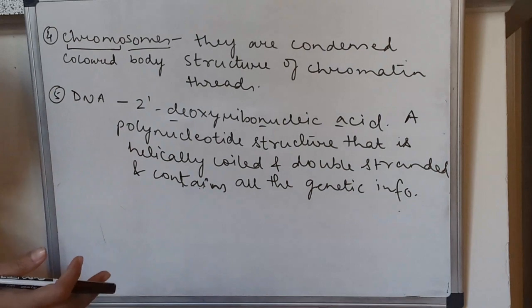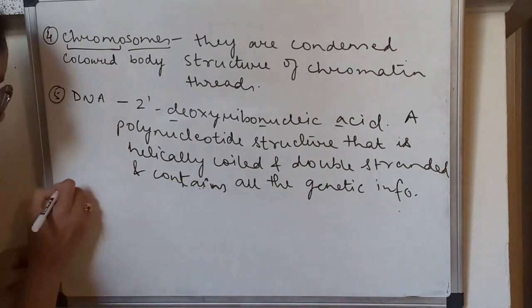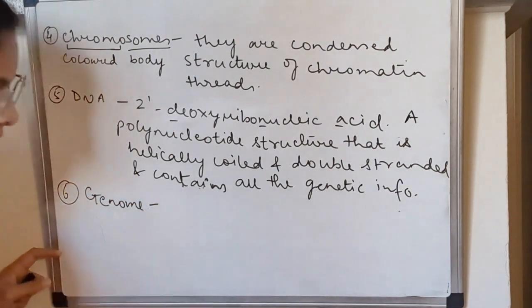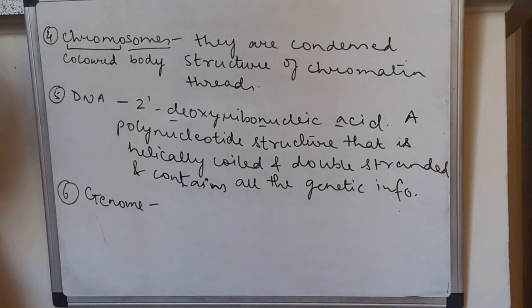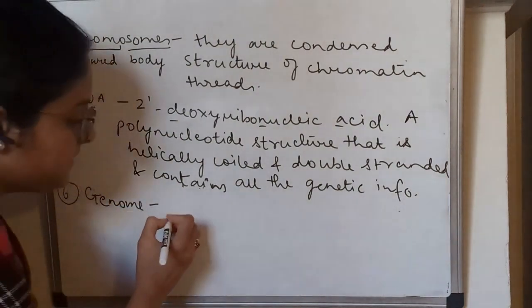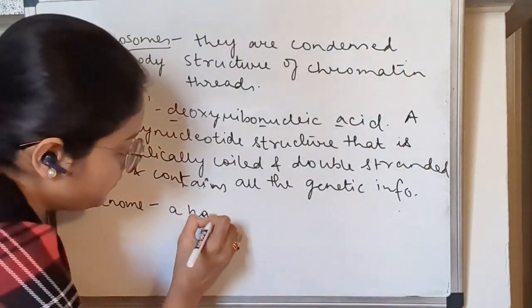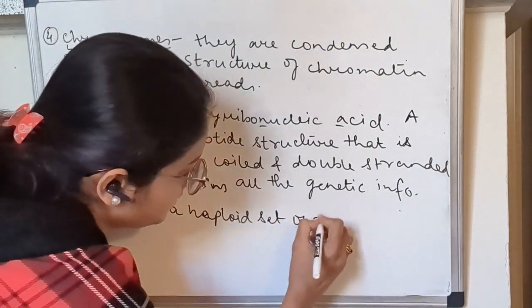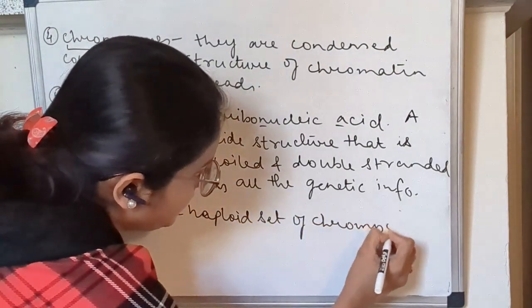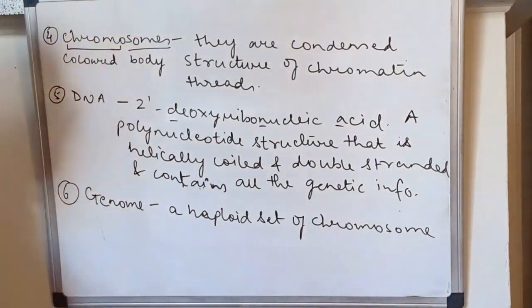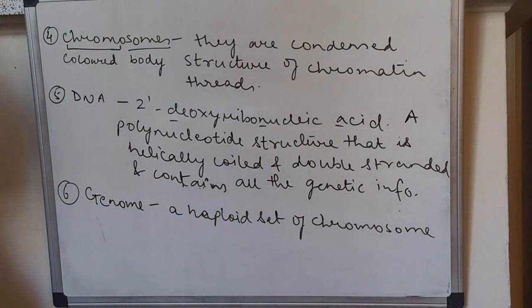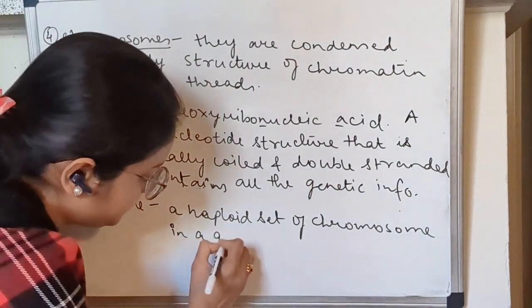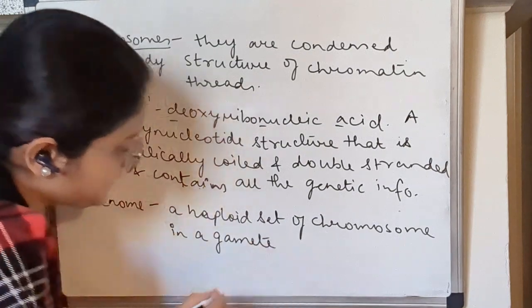Alright. So the next important term is genome. What is meant by the word genome? By definition, genome means a haploid set of chromosomes. A very simple definition is: a haploid set of chromosomes in a gamete is called a genome. So this can be a definition.